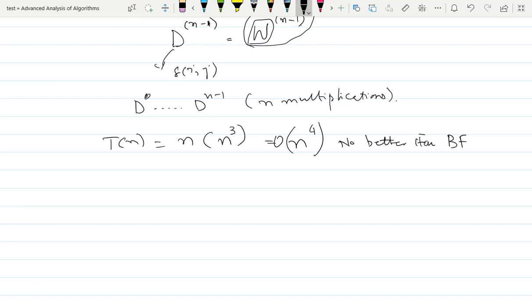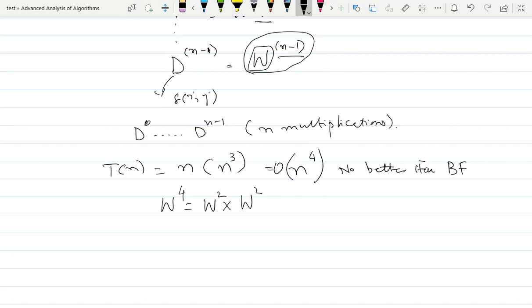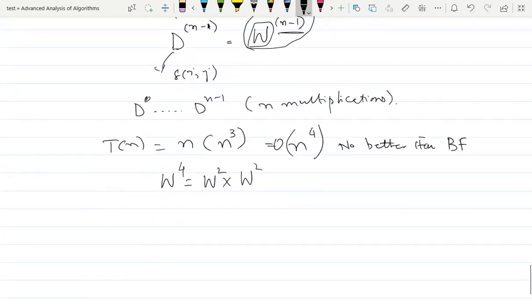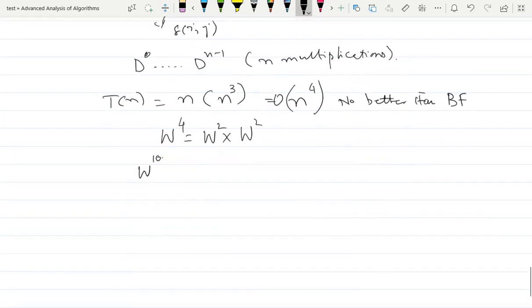Remember that whenever we're talking about V to the 4, it is equal to V square multiplied by V square. So instead of using simple jumps, because we need to calculate, let's say, W to the n minus 1. For the sake of discussion, let's say we want to calculate W10. Okay, so in this case I have to make how many?